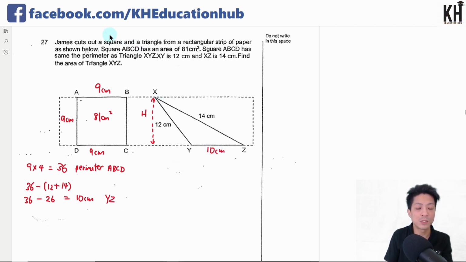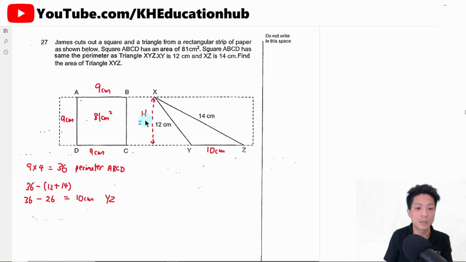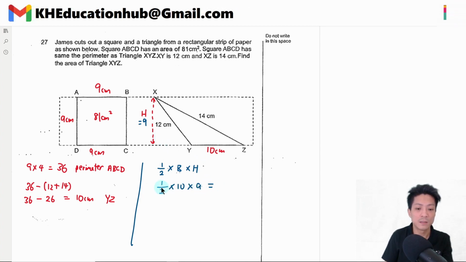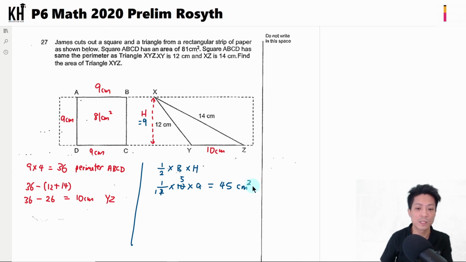YZ is 10 cm, so you should realize that the height is 9 cm, right? To find the area of triangle XYZ, the next step will be to use half times base times height, which is half times 10 times 9. Do your reducing, divided by 2, divided by 5. 5 times 9 will give you 45 very quickly. 45 square cm.